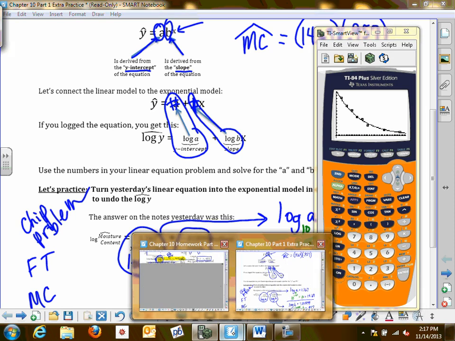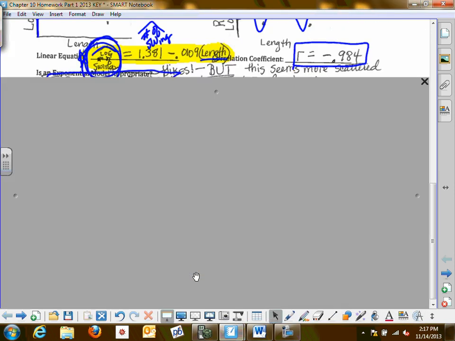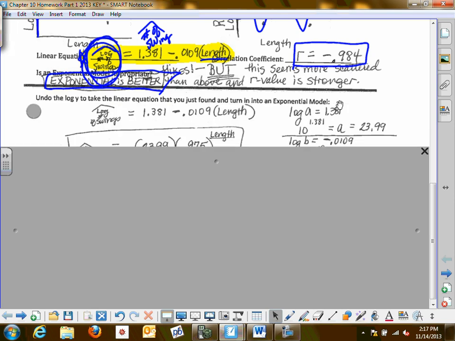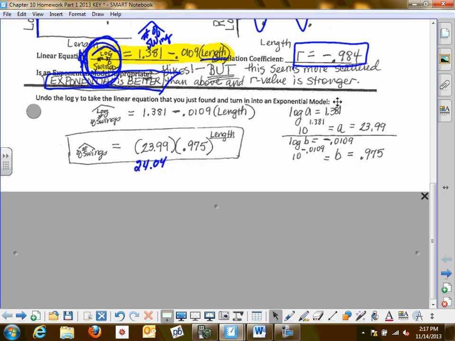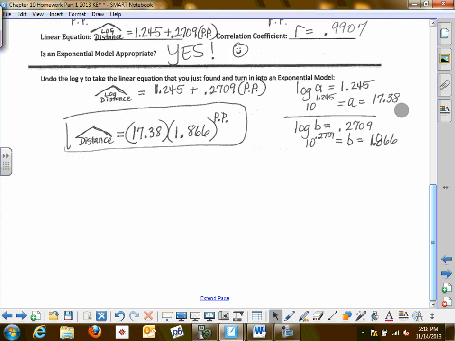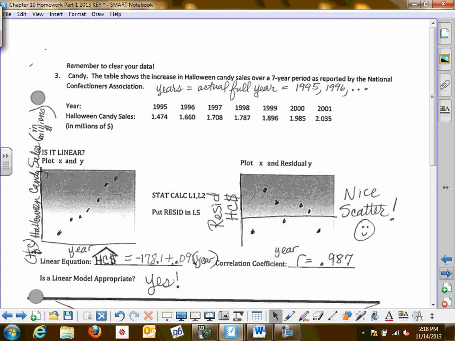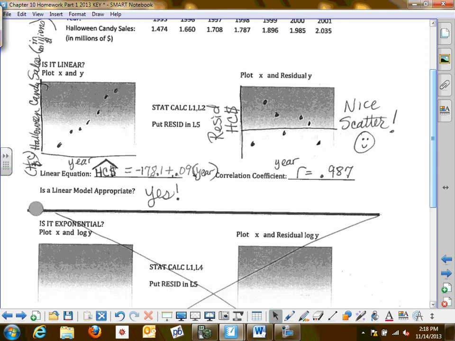So now you are going to take yesterday's assignment, and yesterday you were leaving off all of these bottom sections of each page. So number 1, you stopped and you didn't do this bottom section. Number 2, you stopped and you did not do this bottom section. Now how about number 3? Remember number 3 was beautiful. It had nice scatter. It was linear.